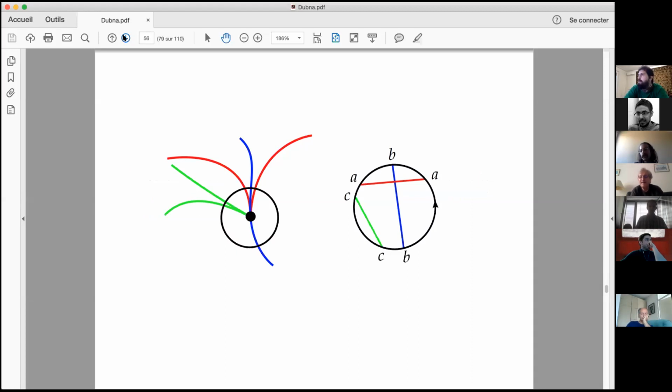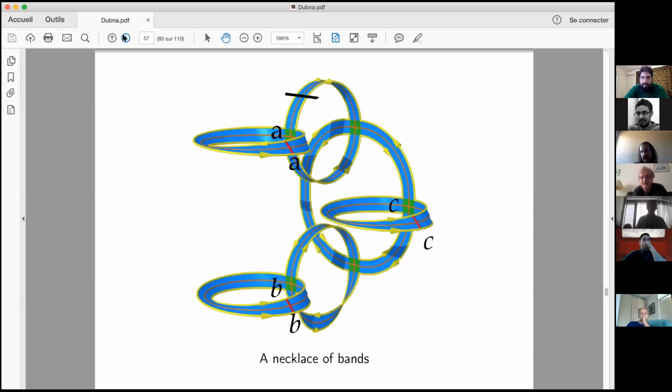Anyway, if you take a singular point like this one, and if you apply this blowing up procedure, you get something that I call a necklace of bands. Each time you blow up a point, you introduce a Möbius band. And if you do that many times, you get a very complicated necklace of Möbius bands. And you can analyze the chord diagram looking at this necklace. I must say that for me, it was very complicated. But nevertheless, I could prove the following theorem.